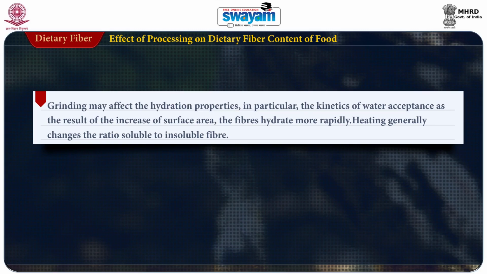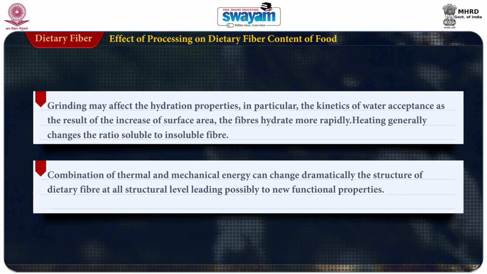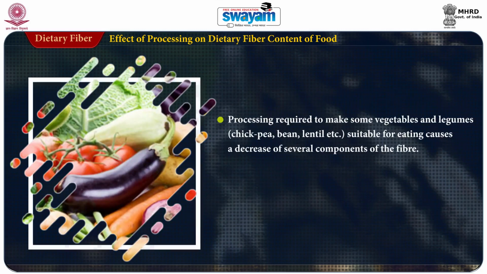Heating generally changes the ratio of soluble to insoluble fiber. A combination of thermal and mechanical energy can change dramatically the structure of dietary fiber at all structural levels, leading possibly to a new functional property. Processing is required to make some vegetables and legumes suitable for eating, because it causes a decrease of several components of fiber.